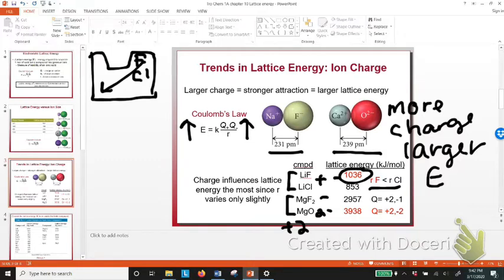But let's look at the radius as well. The fluoride ion has the smaller radius. So even though by radius it should be the ionic compound containing fluoride, we can see that clearly the charge is more important for the lattice energy. So once again, if you're trying to decide between the two of them, you go with charge.